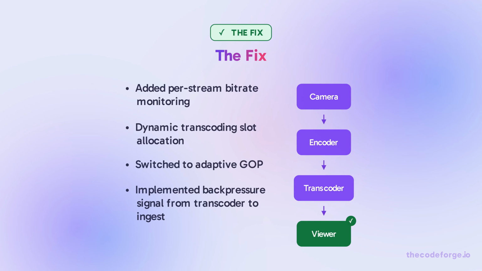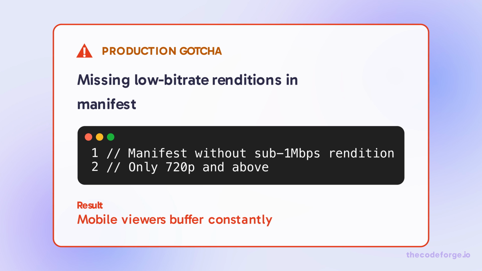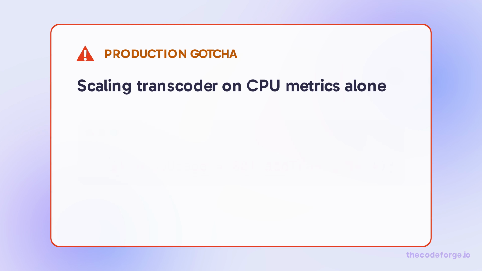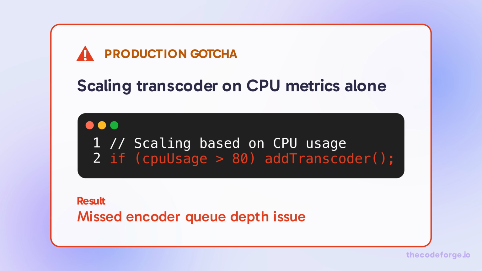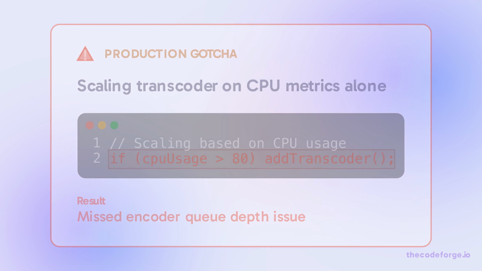Many mobile players cannot handle high bitrate streams. Ensure your ABR ladder includes at least one rendition below 1 Mbps, like 480p at 800 kbps. CPU metrics on transcoder nodes are misleading. Monitor encoder queue depth and frame drop counts instead. Scaling on CPU alone would miss the queue buildup.